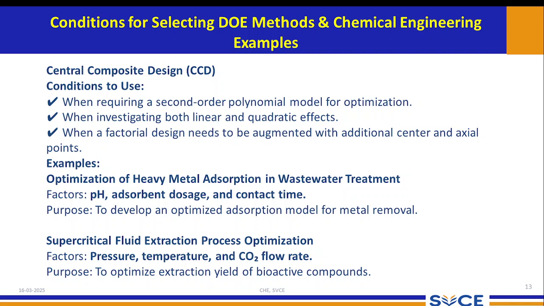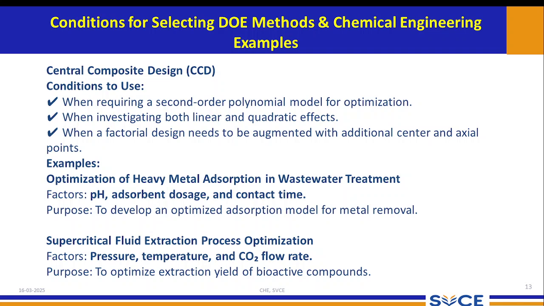Okay, when requiring a second order polynomial model for optimization, when investigating both linear and quadratic effects. So linear and quadratic effects, for both cases, then we need to go for central composite design, because sometimes it may be linear at the lower range, and maybe quadratic at a higher range. So I want to find out both, investigating both linear and quadratic effects. Then we need to go for a central composite design. When a factorial design needs to be augmented with additional central and axial points, this is what I told you, right? So the points need to be identified.